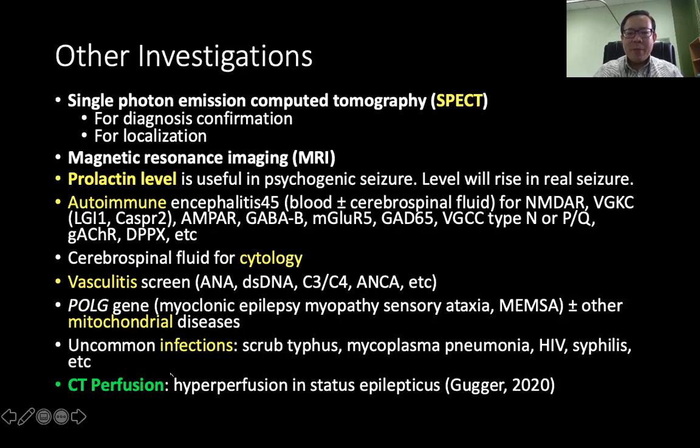But recently, there are papers starting to talk about CT perfusion. CT perfusion is used especially in patients with stroke. A patient with stroke and hemiparesis comes in and becomes unconscious. You're not sure whether this is status or not, or it is purely because of severe stroke. One of the tests you can do is CT perfusion. In stroke, you will have hypoperfusion. However, in seizure or status epilepticus, you will have hyperperfusion of that region.